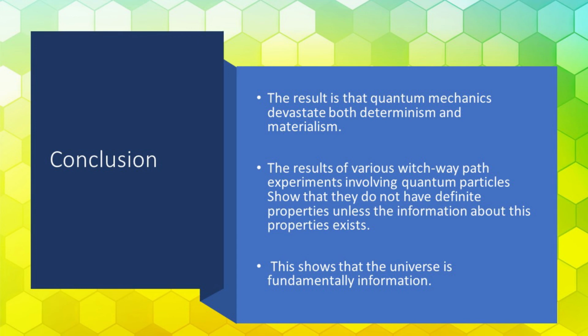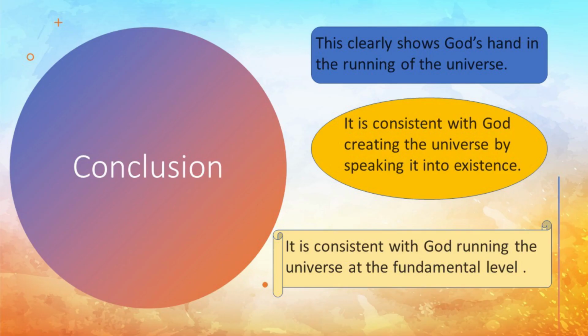The results of various which-way path experiments involving quantum particles show that they do not have definite properties unless the information about this property exists. This shows that the universe is fundamentally information. This clearly shows God's hand in the running of the universe. It is consistent with God creating the universe by speaking it into existence. It is also consistent with God running the universe at the fundamental level.